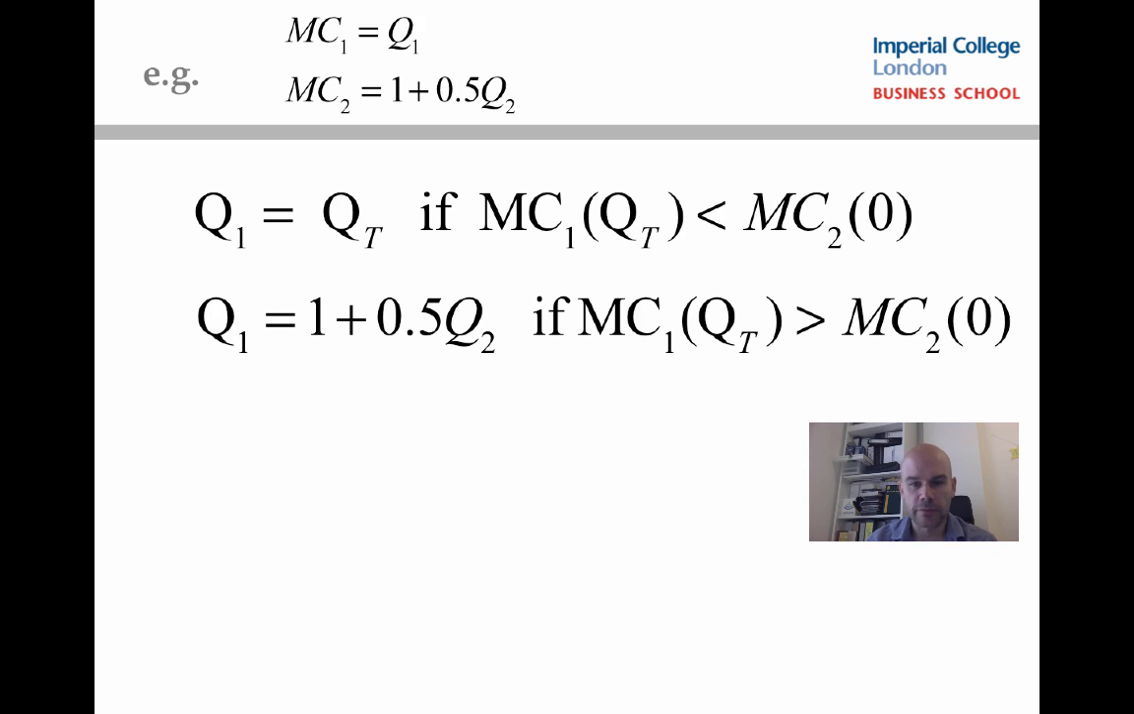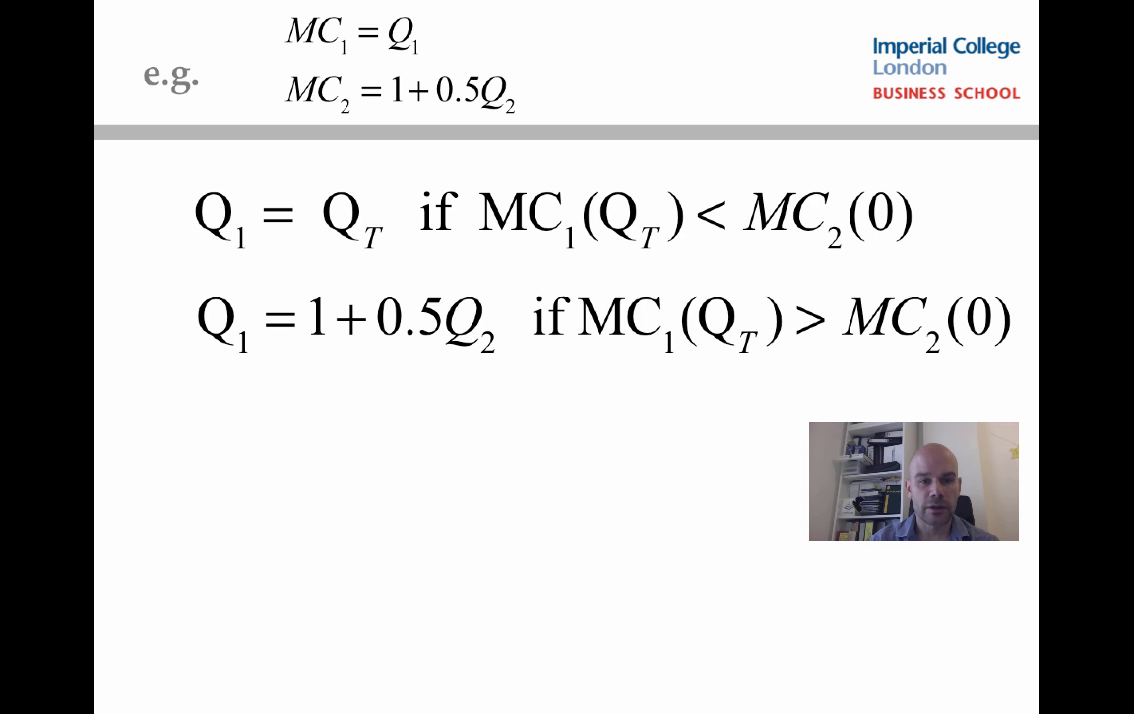So if this is not the case, if the marginal cost in plant 1 of producing the total amount Qt is actually larger than what the marginal cost would be if we would just produce very little in plant 2, then we must have that the marginal costs are equalized, and that would mean that Q1 is equal to 1 plus 0.5 times Q2. So that gives us a relationship between the size of output we want to have in plant 1 and the size of output we want to have in plant 2.